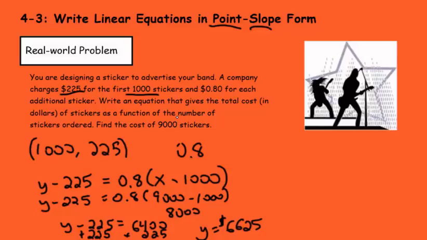So just to review, we plugged in the point and the slope in the point slope form equation. We plugged in the point for x to plug in 9,000 here, and then we just solved it. Then we get our answer for y.